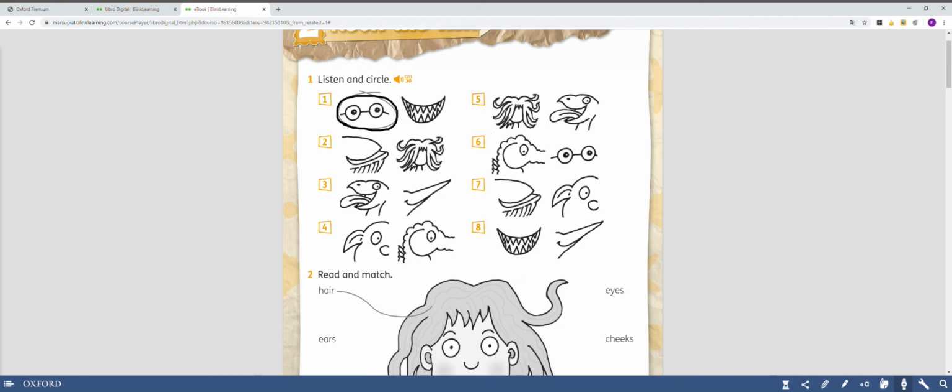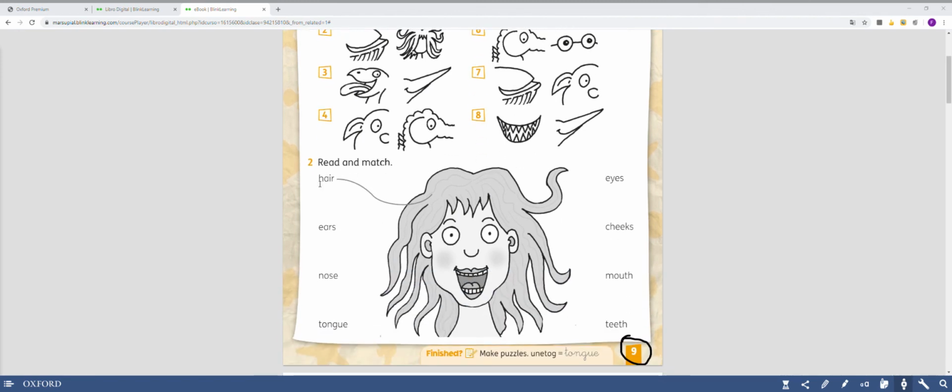Super! Increíble, incredible. I know you can do it better. Sé que ustedes pueden hacerlo cada vez mejor. Ahora, vamos a ir to the activity number 2, which is read and match. Here, we have the part of the body, and we have an image of the mermaid. And we have to read the part of the body, and then match with the image of the mermaid. For example, hair. Follow this line and you can find hair. Then you have to do it with eyes. Which part of the body is eyes?